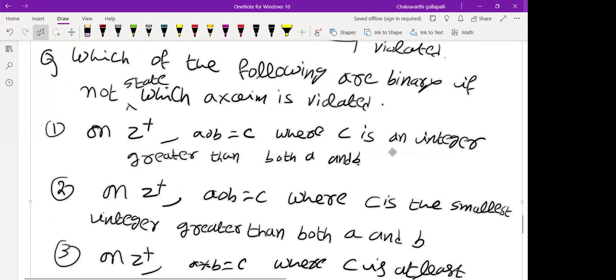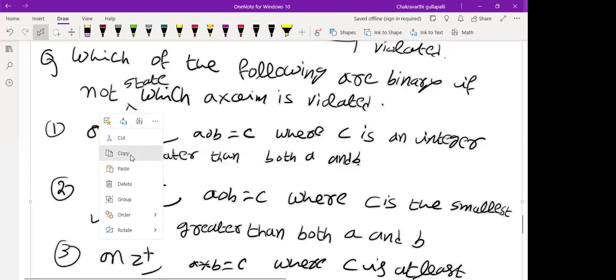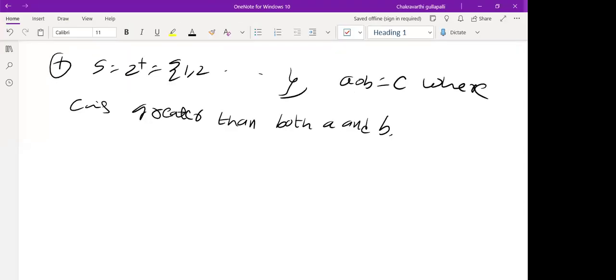Okay, so let us see this. Is it a binary operation? No. Why is it not a binary operation? A circle B equal to C means there is no connection between C and A, B. Oh, no. Your answer is correct, but the justification is not correct. For example, A is 2, B is 3.